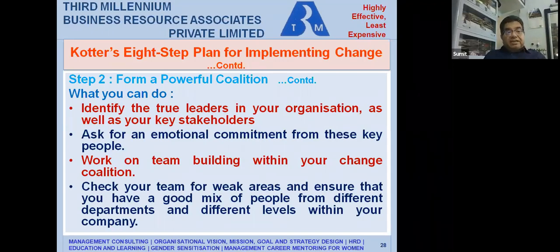So please, this one is very, very important. Check your team for weak areas and ensure that you have a good mix of people from different departments who understand different things. Somebody has to understand finance, somebody has to understand markets, and most importantly, HR, which is where most companies get beaten.